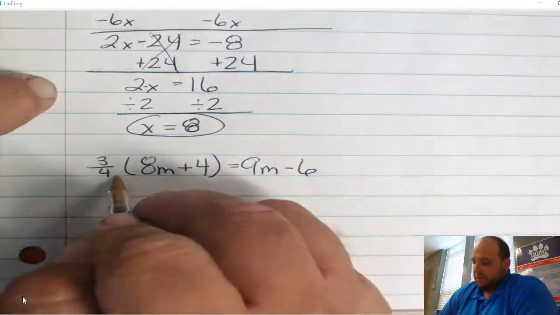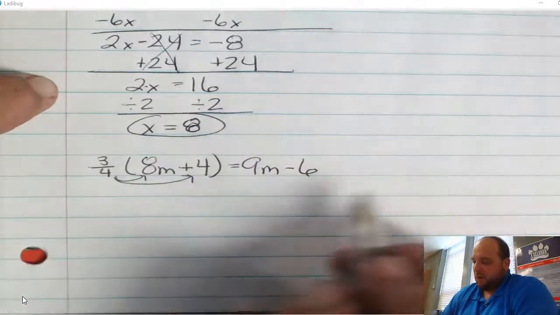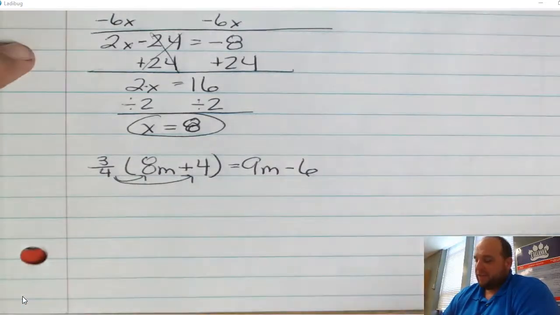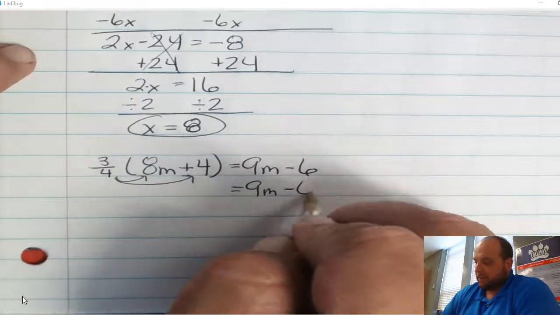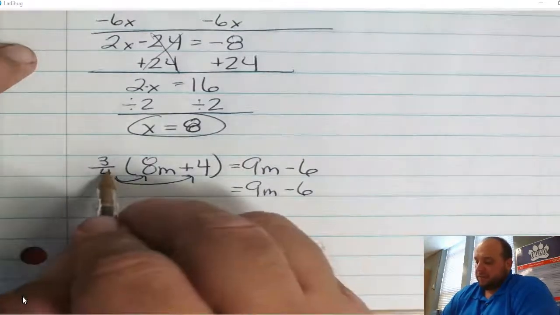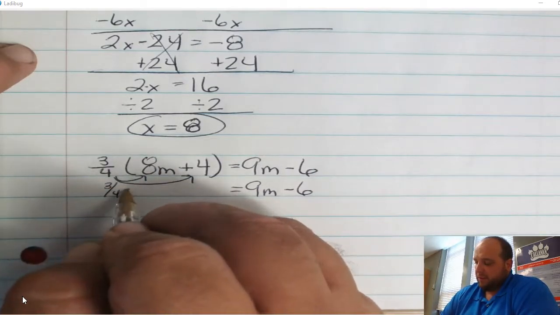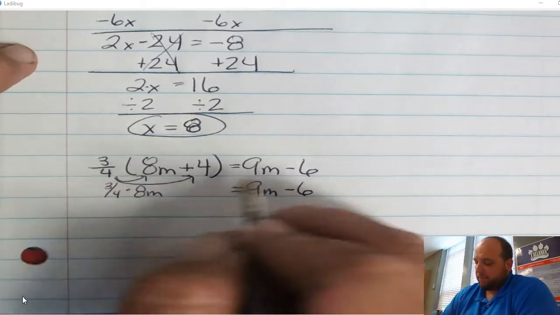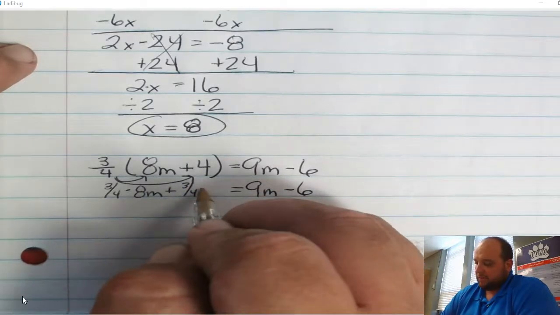So I'm going to distribute my 3/4 into the 8m. I'm going to distribute the 3/4 into the 4. Notice over here on the right, I have nothing to distribute, so basically I'm going to end up still with 9m minus 6. So I distribute the 3/4 into the 8m, so I'm going to take 3/4 and multiply that by 8m. I'm going to add it to 3/4 times 4.